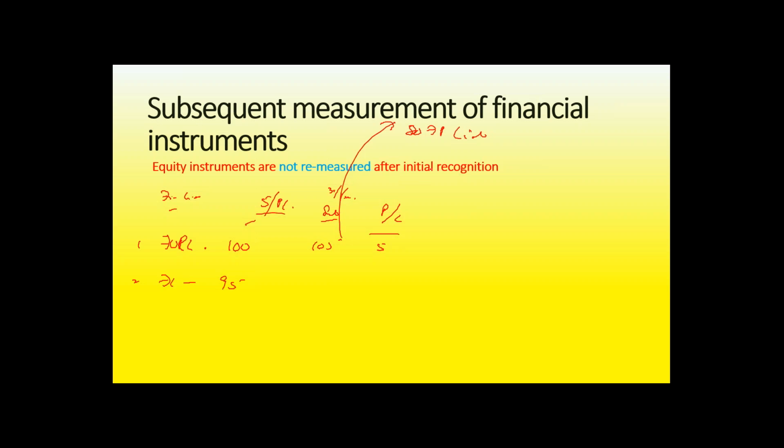So every year you will do the same thing. Every year you will value it. Next year it may be coming down to 99. Then you have a gain. And it will go on like that every year.